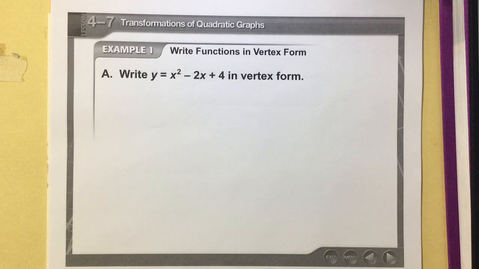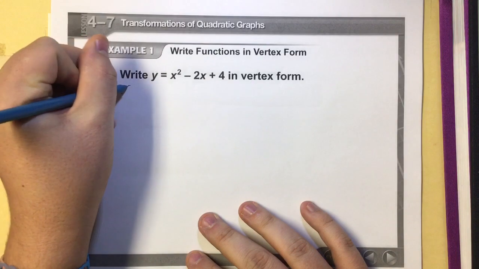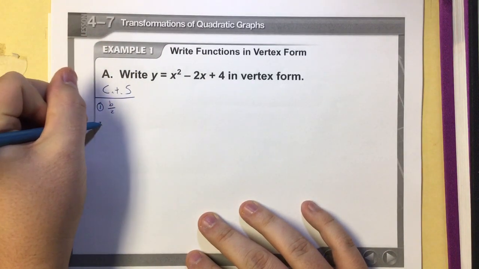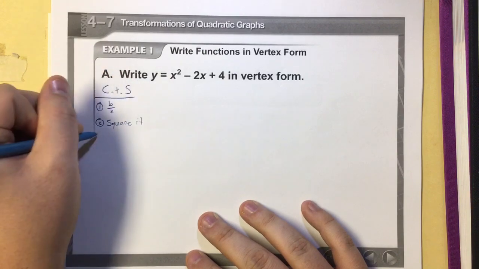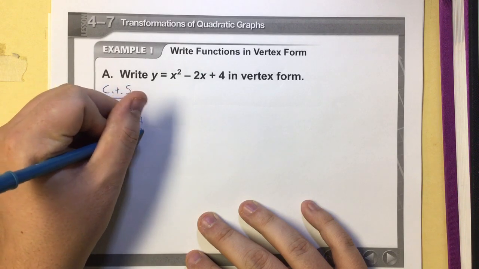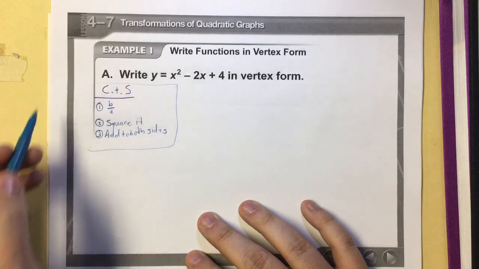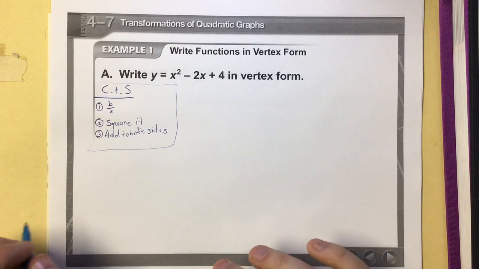So, quick review, completing the square. Completing the square was that three-step process. Step 1 was b over 2. Step 2 was to square whatever you got, and then step 3 was to add that to both sides. So that was our regular completing the square process from before. Here, we're going to be doing it again, slightly modified.